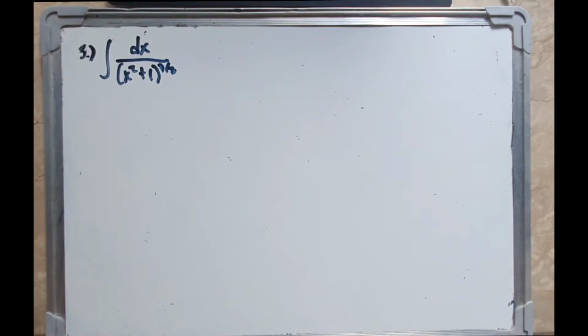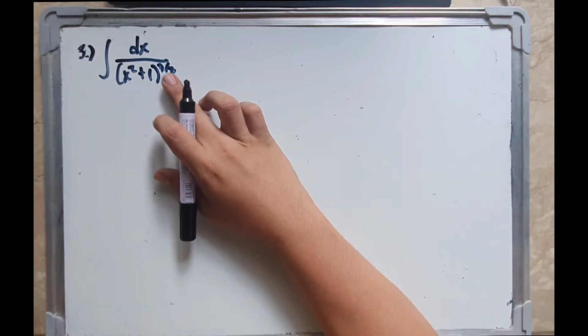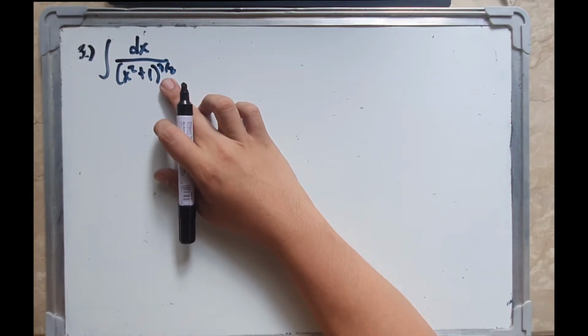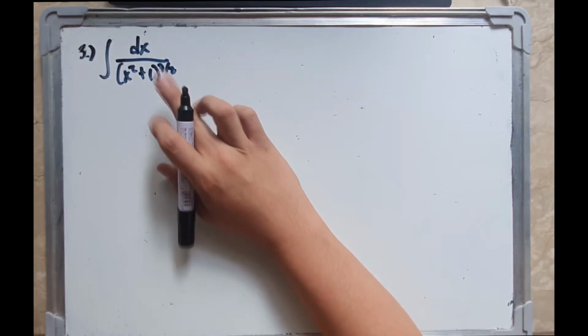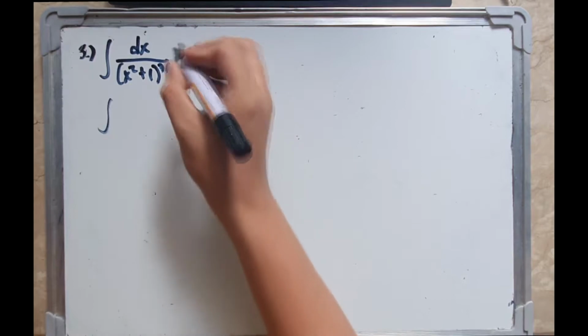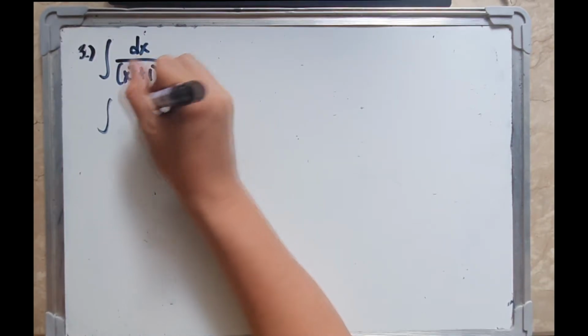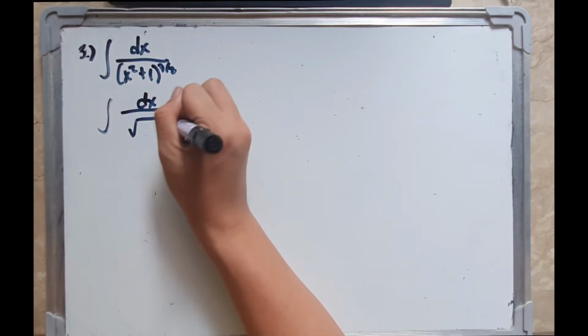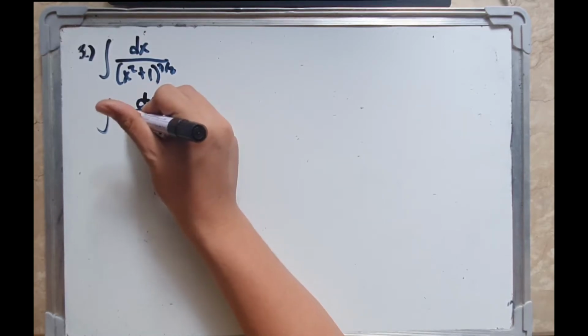Okay, so let's try to solve problem number 3. Integral of dx over the quantity x squared plus 1, raised to the power of 3/2. So 3/2 is again part of our radical symbol. We could illustrate this one in terms of the radical symbol. We have dx over the square root of x squared plus 1 cubed.